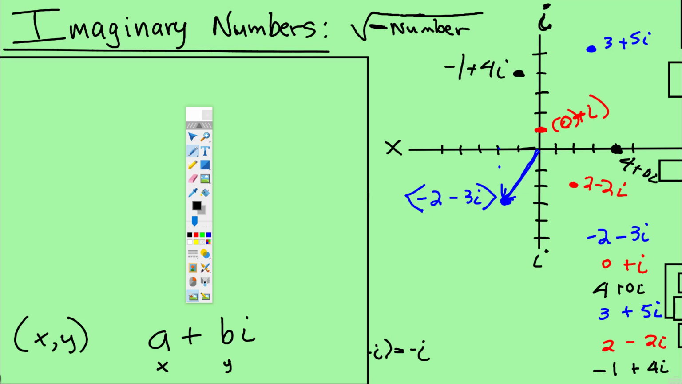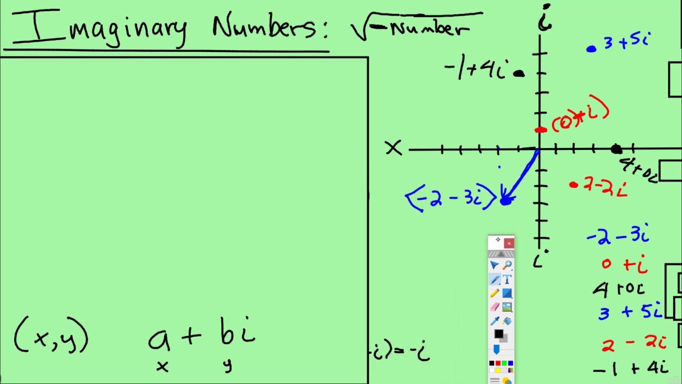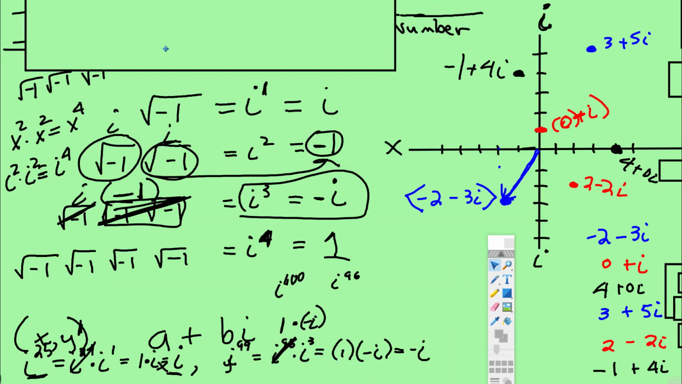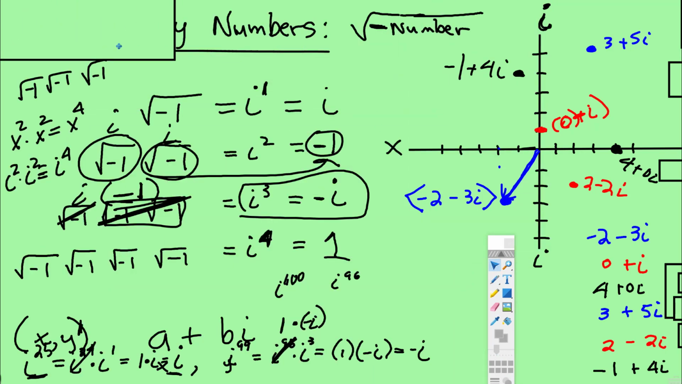So that's how you plot complex numbers. And the first part of the video is how you simplify values of i. All right, that's it.